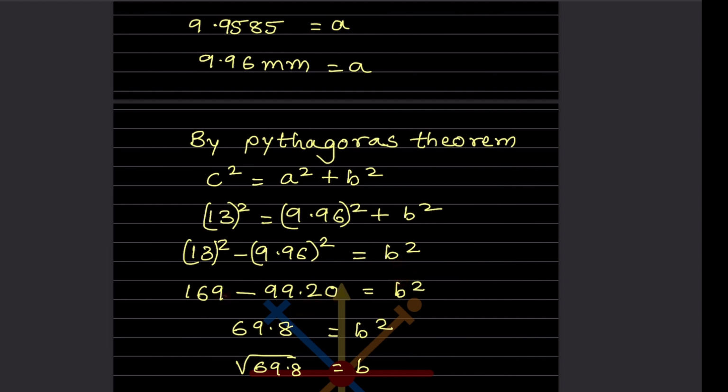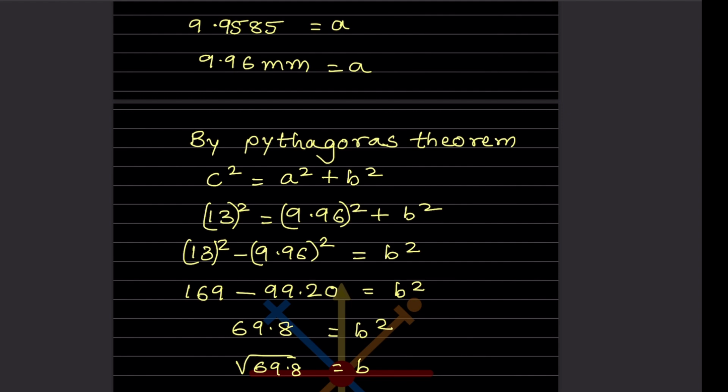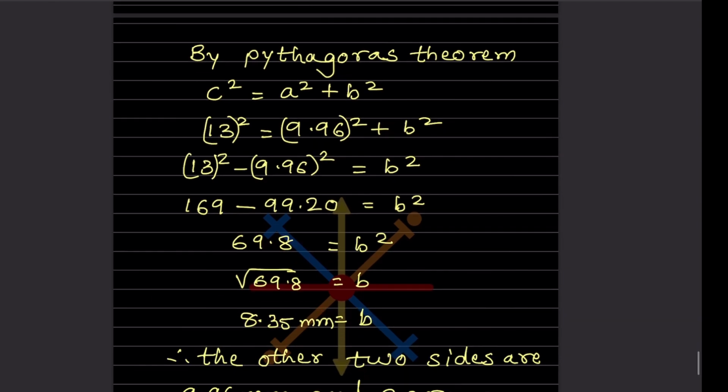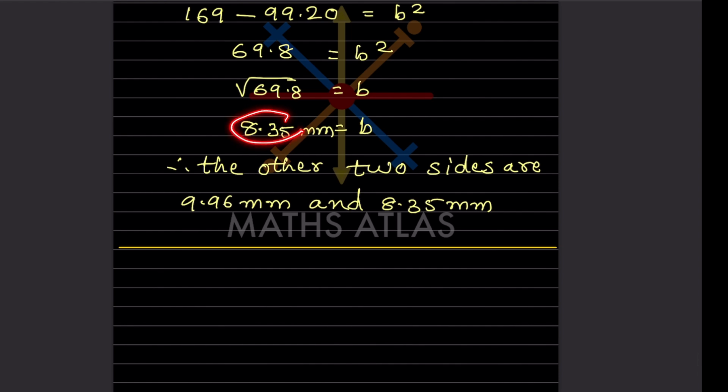Now see here, 169 means 169.00, minus 99.20, so be careful while subtracting. That will be 69.8, which is B square. So taking the square root of both sides, B is equal to root of 69.8, which is 8.35 mm. So we can say the other two sides are A is 9.96 and B is 8.35 mm.